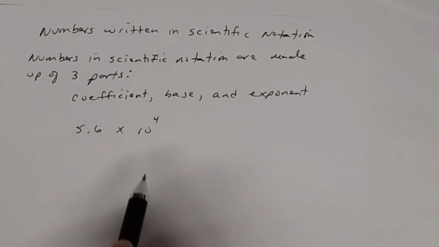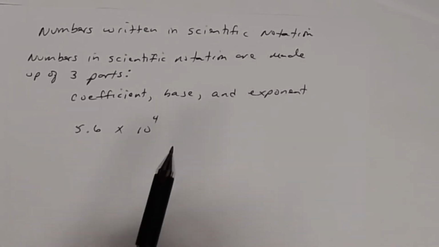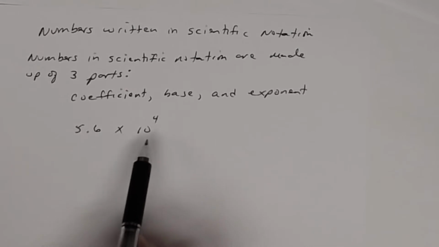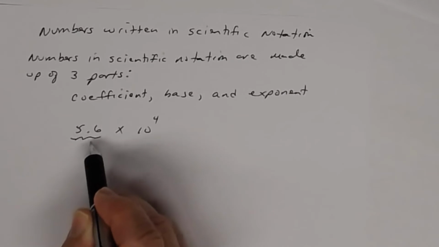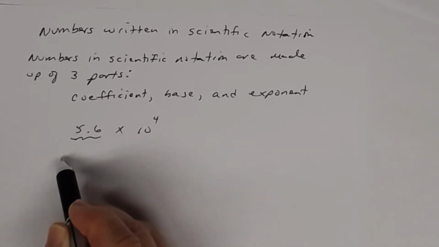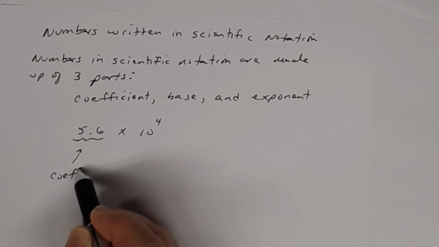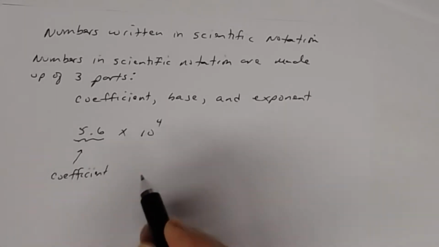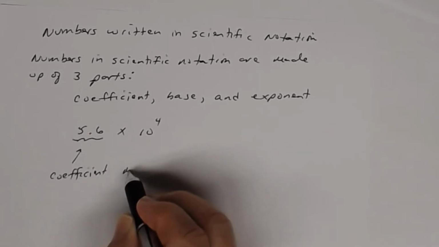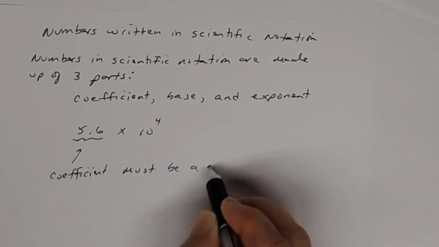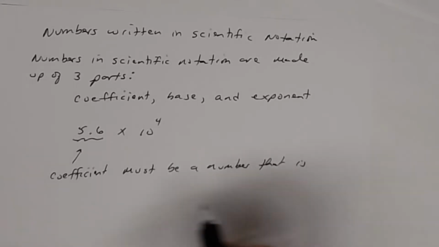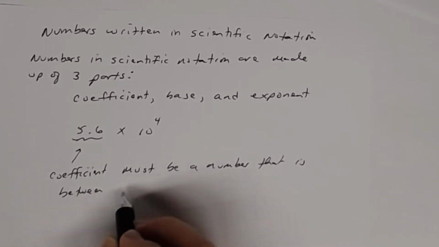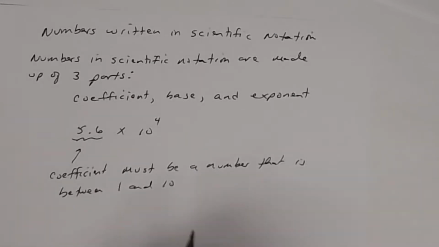All right, so this number is a number that is written in scientific notation. Now, what makes this a number written in scientific notation is this. So you have the coefficient, and the thing about the coefficient is this. The coefficient must be a number that is between 1 and 10. So basically it's less than 10 and greater than 1.